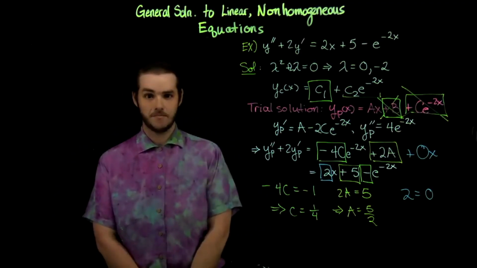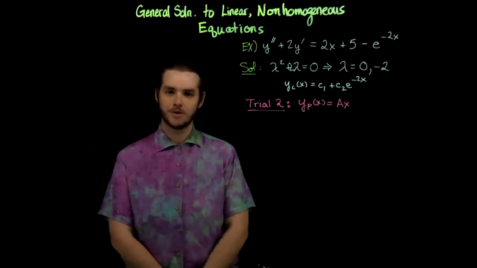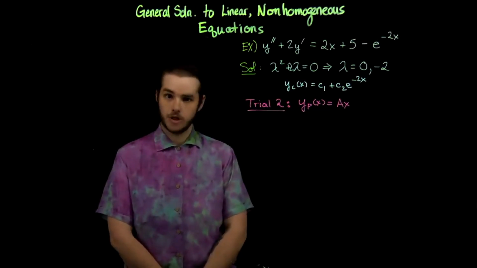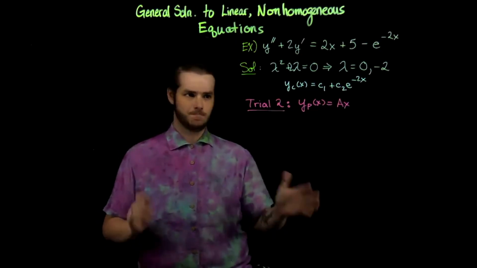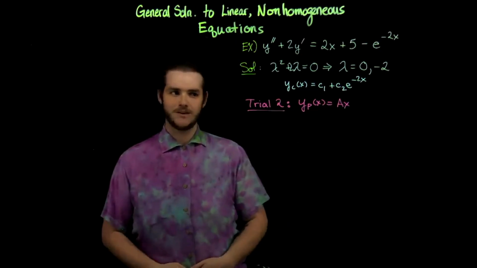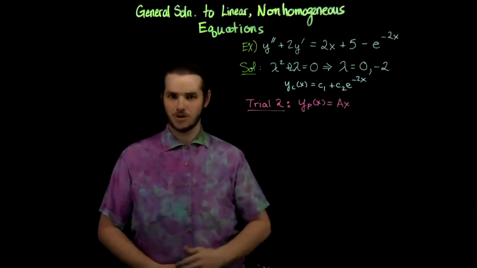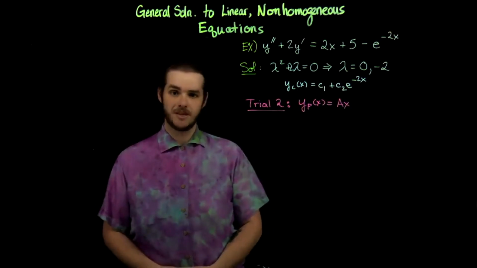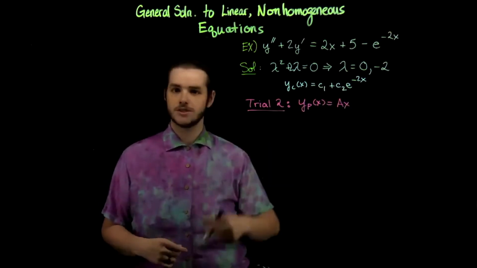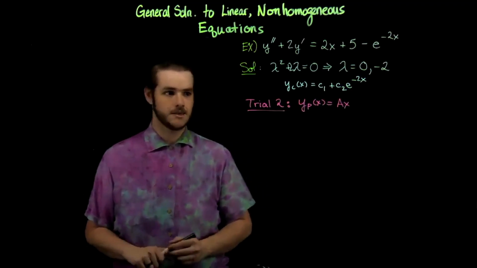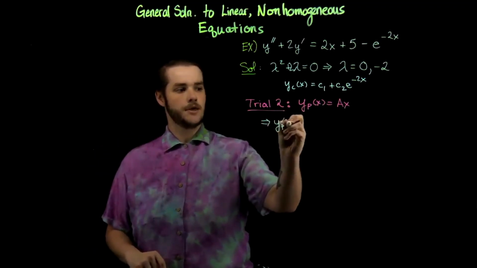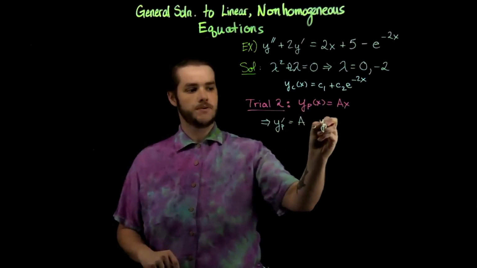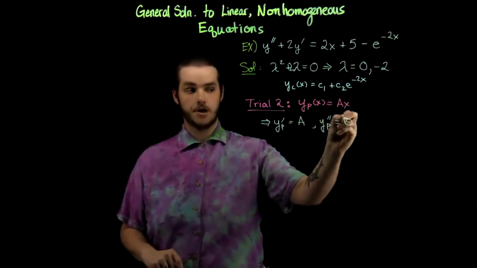So maybe let's back up. Let's just try Ax and see what happens. All right, there we go, cleaned up a little bit. This time we're not going to include any of that repetitive information, because the complementary solution has me covered. It's got the constant, it's got the exponential. So let me just worry about the linear piece, and let's see what happens. If I just let yp be a times x, I see that yp' is just a, and yp'' is 0.